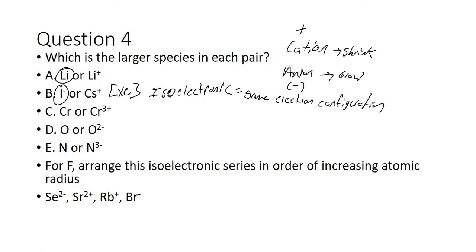The negative is always going to be bigger because of what we talked about. As you add more electrons, your electron cloud grows because it repels. So Cr is bigger than Cr3+, O2- is bigger than O, N3- is bigger than N. And if we arrange these from small to big, you go from the most positive to the most negative. So that's small to big.